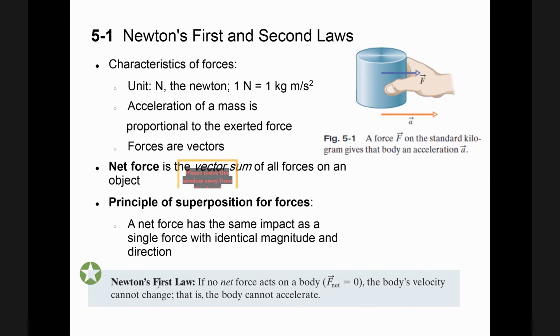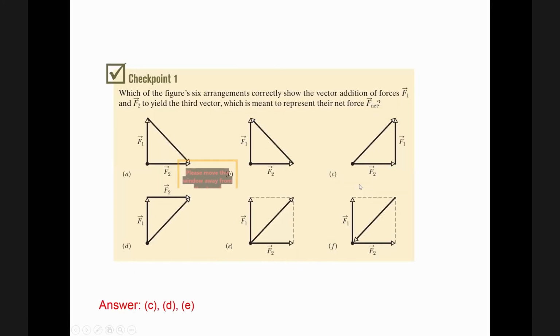So here we have Newton's first law. If no net force acts on a body, then the body cannot accelerate. This is Newton's first law. Okay. Now Newton's second law, which is F equals ma. Let's take first this checkpoint.